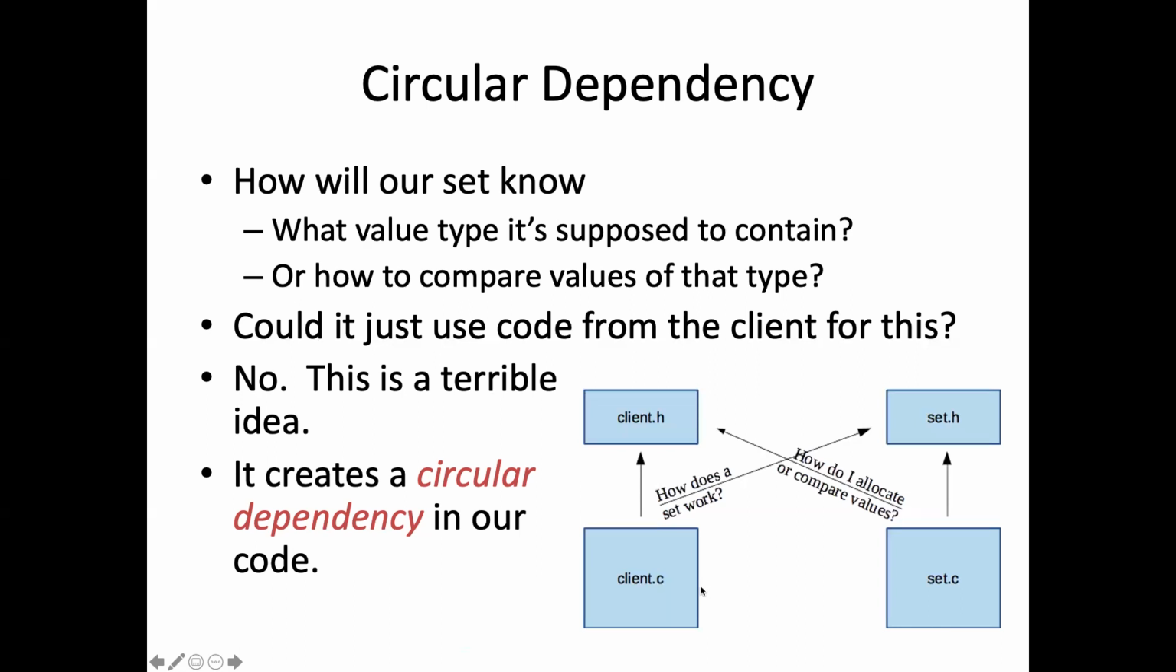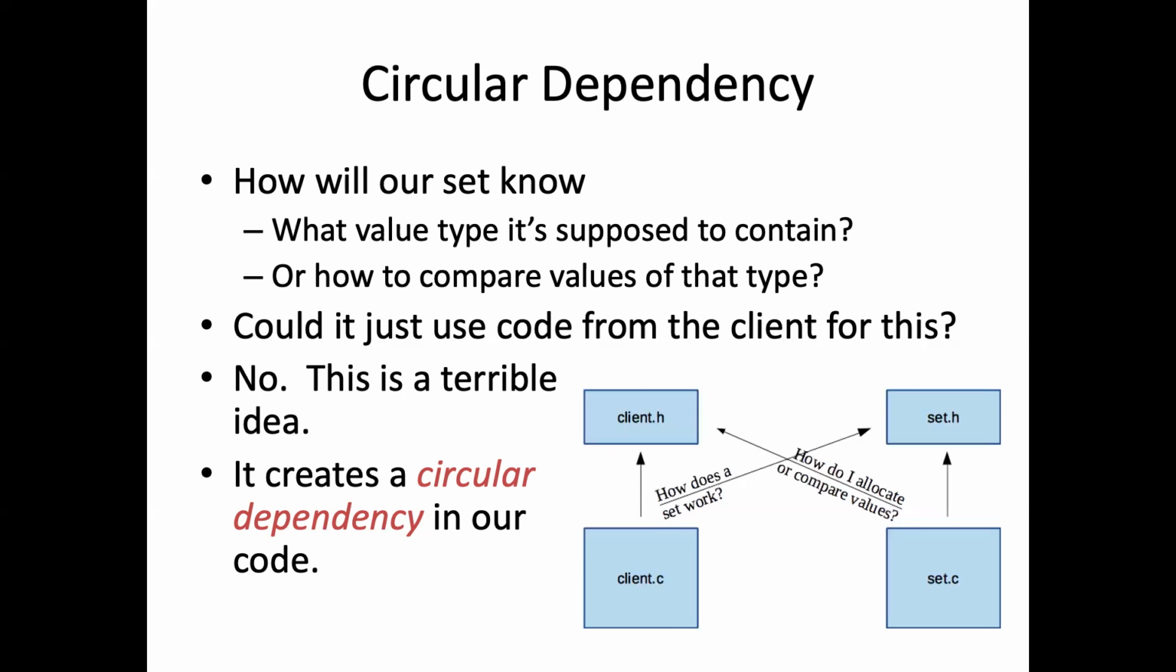So we could treat these as two different components that use each other. The client could make calls to set whenever it needed to make a set or put an item in a set. And then when set needed to compare something, it could just call functions in client. That's what I've drawn here. And I drew it to make the point that this is a terrible idea. This is what we might call circular or cyclic dependency in our code. And that's something to avoid in C or in Java or just about any programming language.